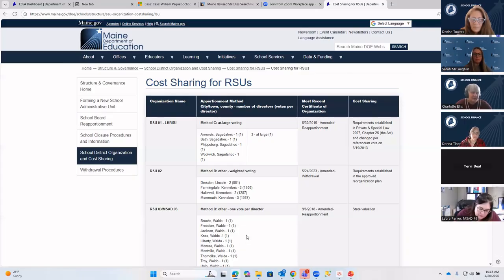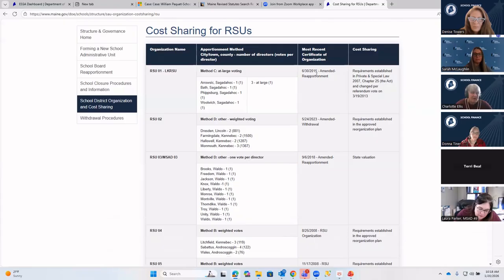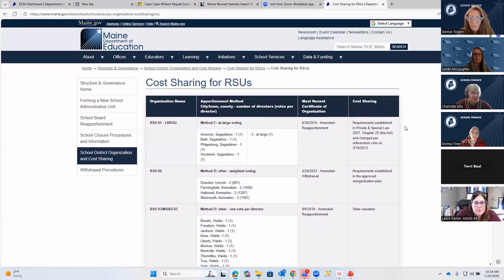If you think this information is incorrect, it's from the certificate of organization, so we'll need to have a discussion if you think that's not correct. But please let me know if you think it is not accurate. That is out there, and it is publicly available.